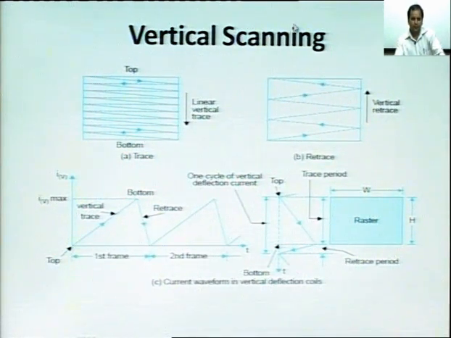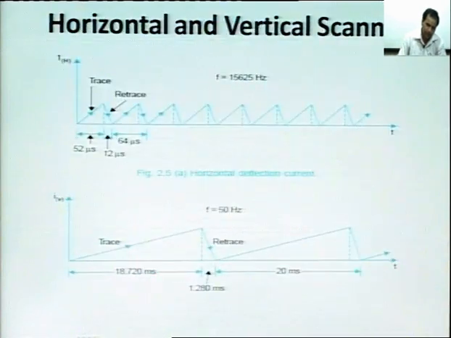This shows vertical scanning. When current rises in the vertical deflection coil, the beam spot experiences a force which moves it from top to bottom. When current falls in the vertical deflection coil, it is the vertical retrace, and during that the beam spot will move from bottom to top. So, it is shown here: when current rises, the beam spot moves from top to bottom, and when current falls, the beam spot moves from bottom to top. This is called vertical trace and vertical retrace.